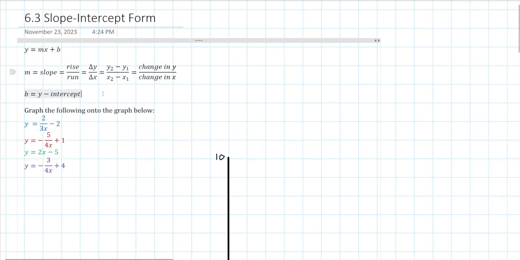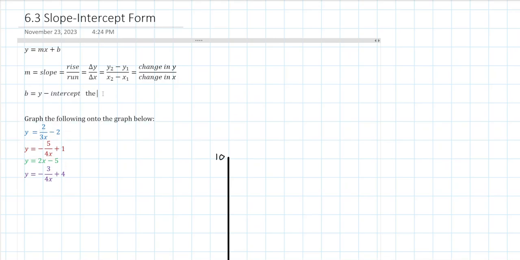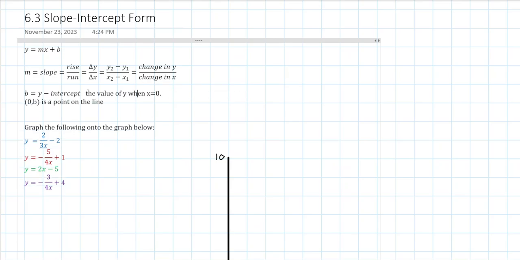Another way of seeing that is the value of y when x equals 0. It's just another way of saying that. So another way of saying that is 0 comma b is a point on the line. These are all different ways of talking about the y-intercept here.